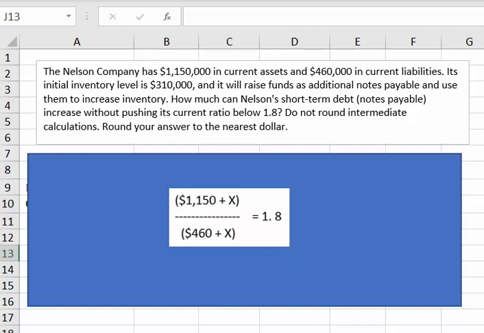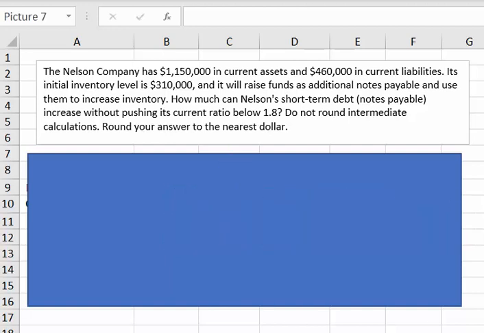And from there, you just got to use algebra to solve it, right? So I look at that, and the first thing I want to do is get rid of the denominator. So I'll multiply both sides by 460 plus x in parentheses. And then from there, using algebra, you'll be able to work down to an answer. But you don't have to solve it this way.